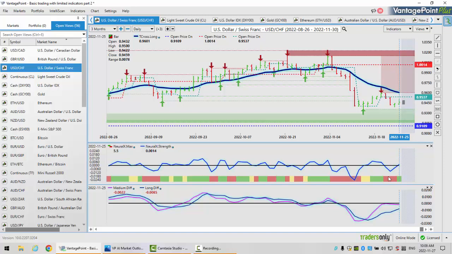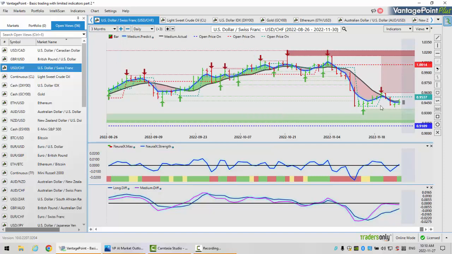The neural index and the neural index strength are pointing higher. But as we can see, the medium-term predicted difference failed to move above the zero line. So what that means in your software is that we tried to make a crossover here, but it just couldn't complete. So again, still a bearish tone here.